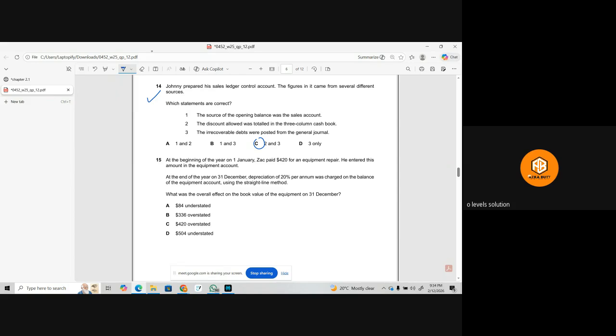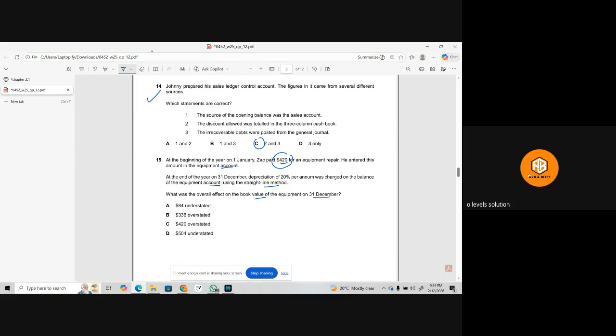Okay. Then we have question number 15. They are saying that at the beginning of the year, first January, Zach paid $420 for an equipment repair, and he entered this amount in the equipment account. At the end of the year, on 31st December, depreciation of 20% per annum was charged on the balance of the equipment account, using the straight line method. What was the overall effect on the book value of the equipment on 31st December?